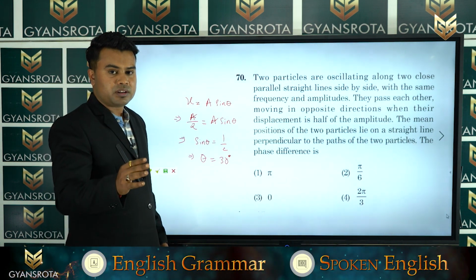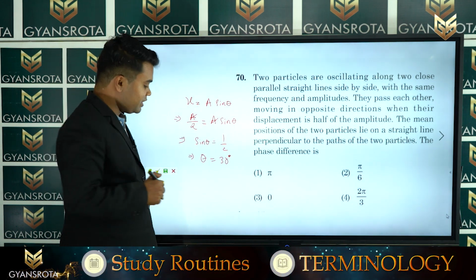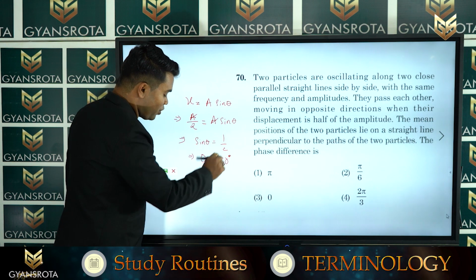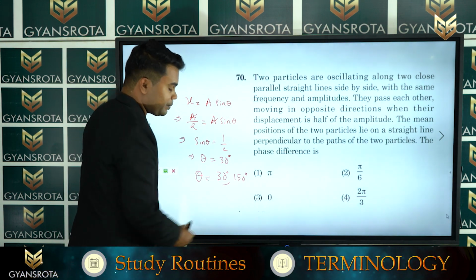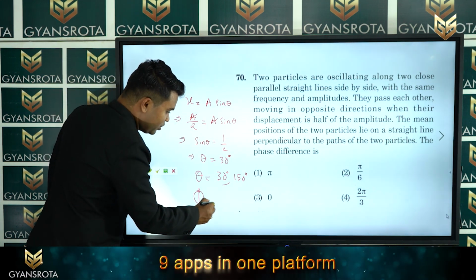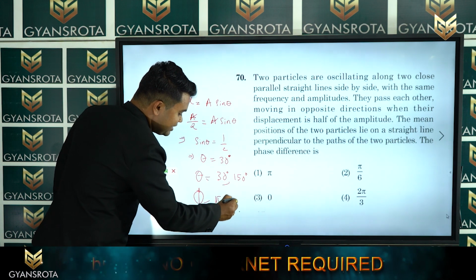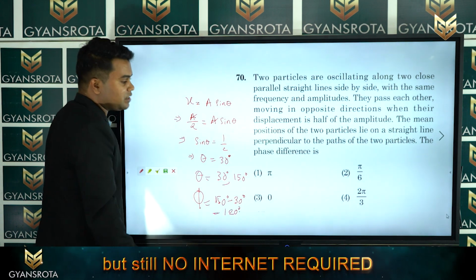So 30 has gone, remaining how much? 150. So what will be the difference? So I can say the theta will be 30 for one and the other one will be 150. So your phase difference phi will come out to be 150 minus 30 degrees, that is 120 degrees. So 120 degrees is the correct answer.